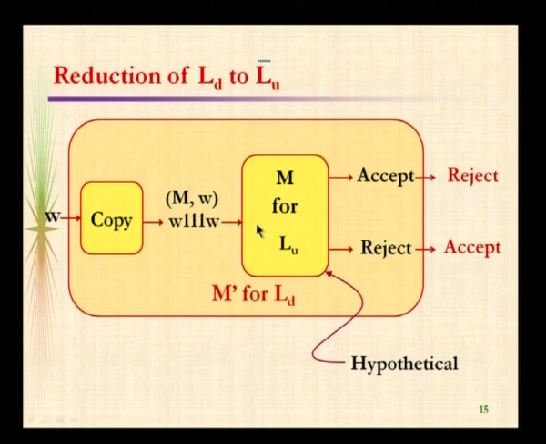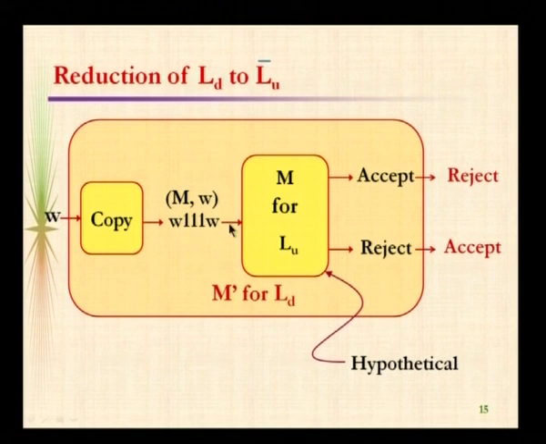If we assume LU is recursive, then we will be able to have a hypothetical Turing machine like this. We construct a Turing machine M for the language LU, and we give the input W, but using an algorithm for copy, we convert W into W followed by three consecutive ones followed by W. So it is of the form M comma W. That is what we need as the input for the Turing machine for LU. This is completely assumed as a hypothetical Turing machine.